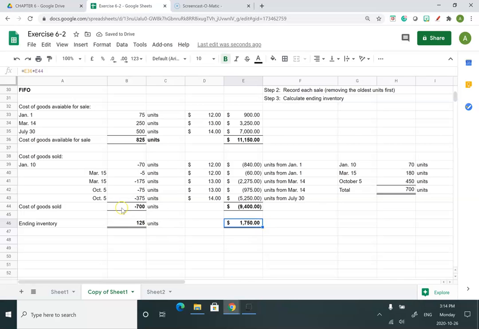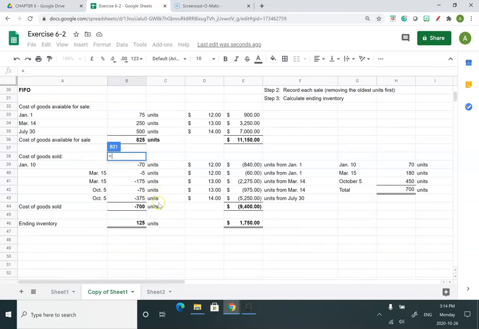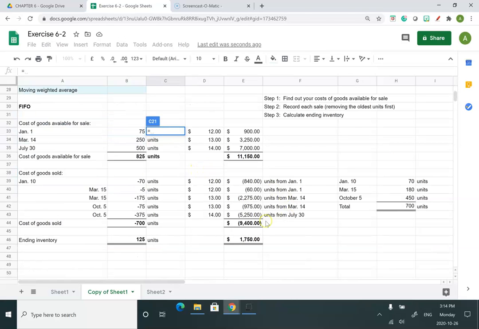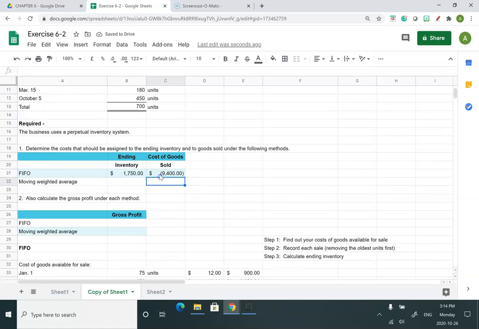In this question, it asked me to determine the cost of my ending inventory under FIFO. So I'm going to grab that number. I'll say equals, and here it is, 1,750. And then it wants to know what my cost of goods sold is. So I'll say equals and then pick up the 9,400. But when you put it into the learning management system, make sure you put it in as a positive number. So I'll put a negative in front of there.